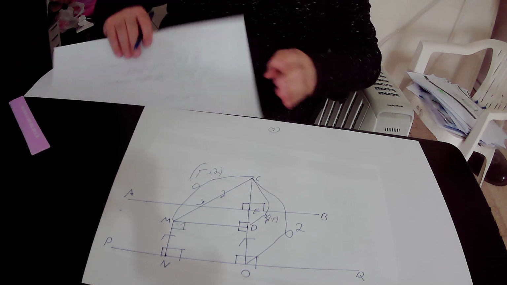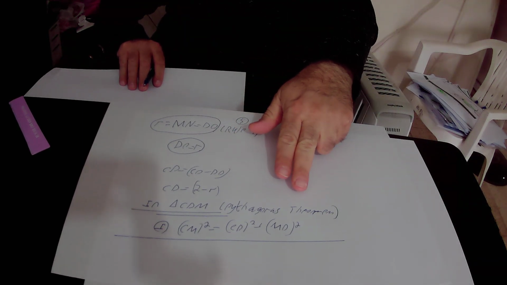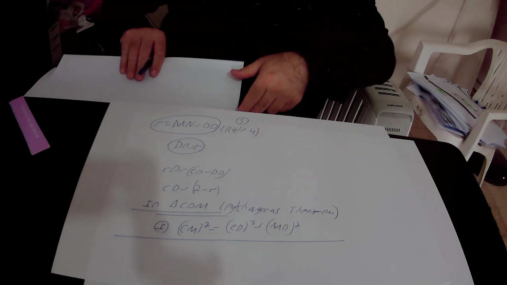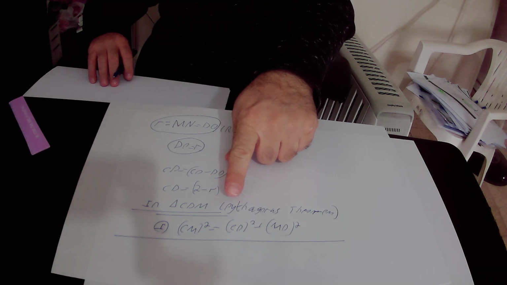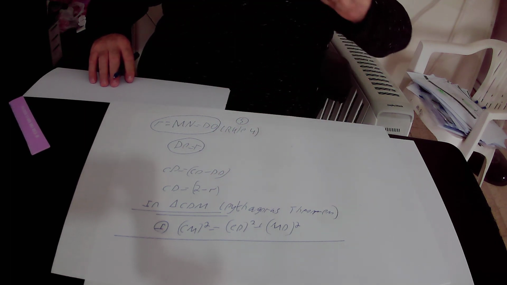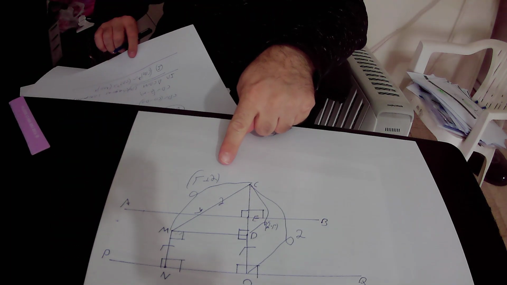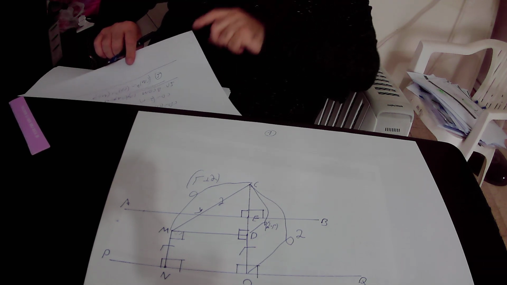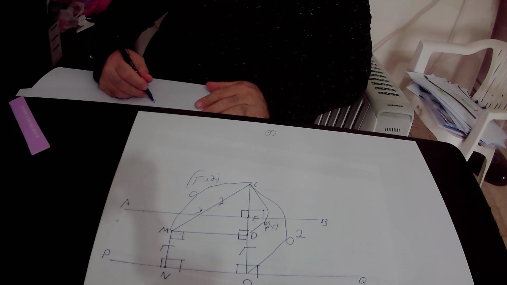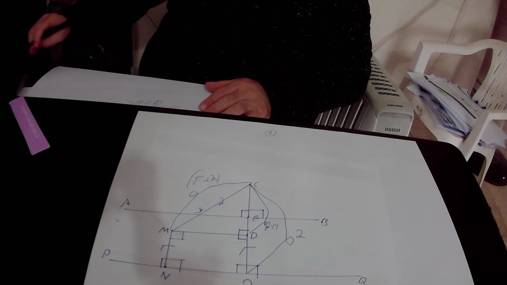I will repeat again. In the right triangle, triangle CDM, according to the Pythagoras theorem, the square of the hypotenuse equals the sum of the squares of the perpendiculars. That is to say, CM squared equals CD squared plus MD squared. But we have already found out that CM equals R plus 2, so CM squared will be equal to R plus 2 squared, and it equals CD squared.